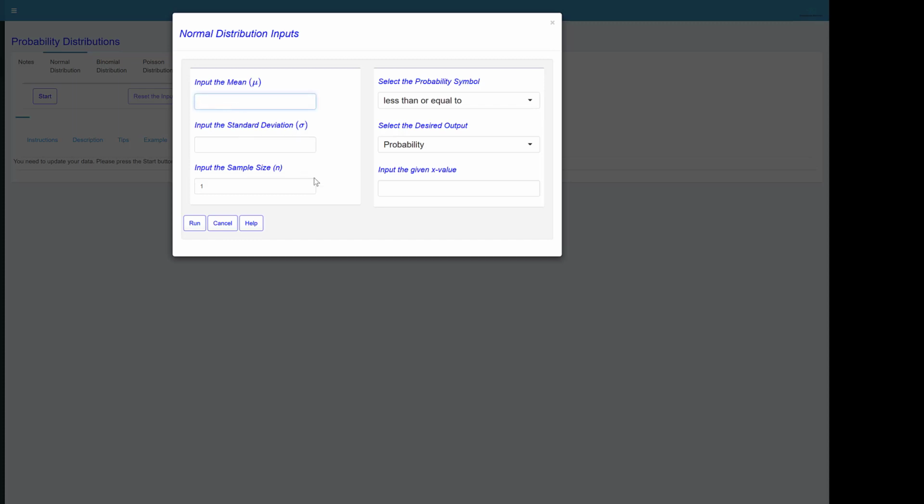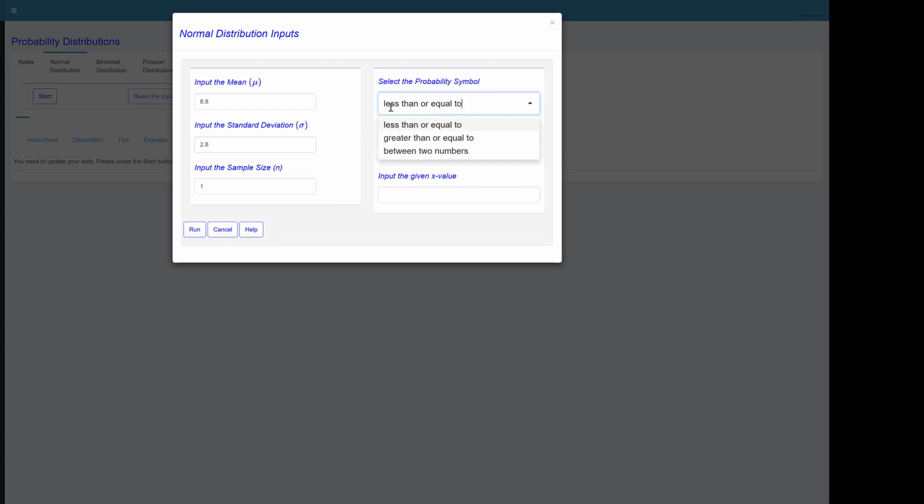Again, we have this box. Remember, our mean was 8.8. Standard deviation was 2.8. We're still dealing with a sample size of 1. Now, remember for part B, what we want to know is x being greater than 5. When you click on this, there isn't anything here for greater than. That's because with the normal distribution being a continuous distribution, the probability that it's greater than 5 and the probability that it's greater than or equal to 5 are actually the same. So we're going to choose greater than or equal to.